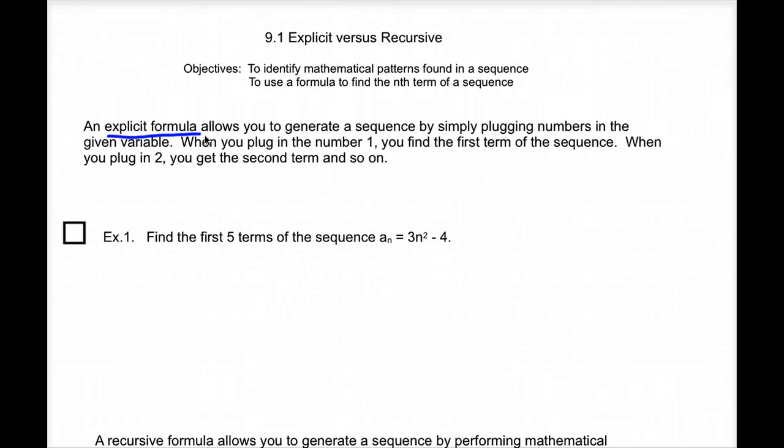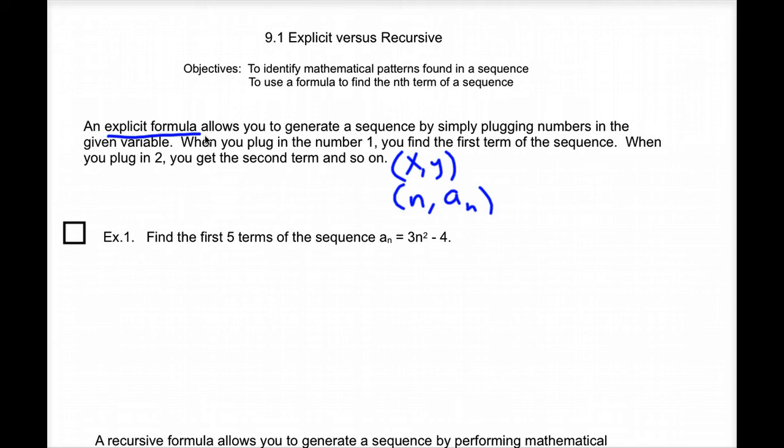Now, an explicit formula is just like what we've been doing all year, where you've got an x or multiple x's. You plug in for those x's, and you get a y. That's all explicit is. You're going to plug in for something and get a result. Well, we don't use x's and y's here. What we use when we're dealing with sequences is n and a sub n. So n is like our x, that's our input, and a sub n is the y we get.